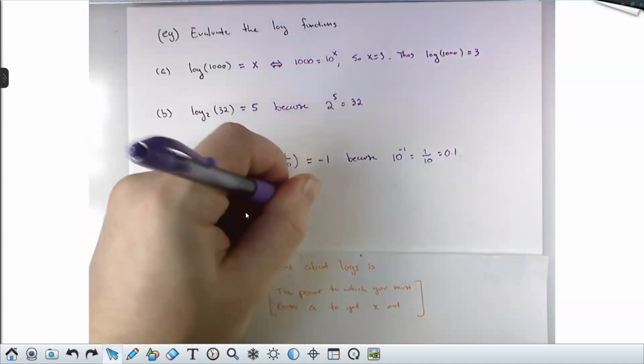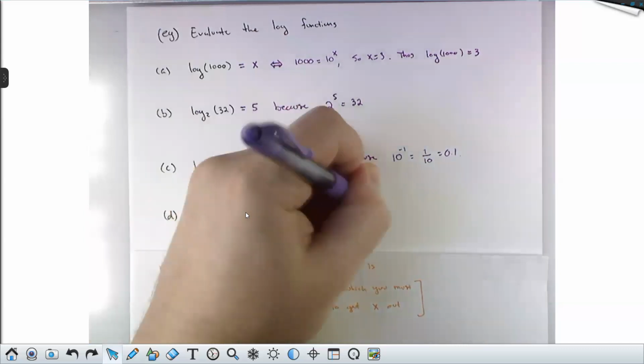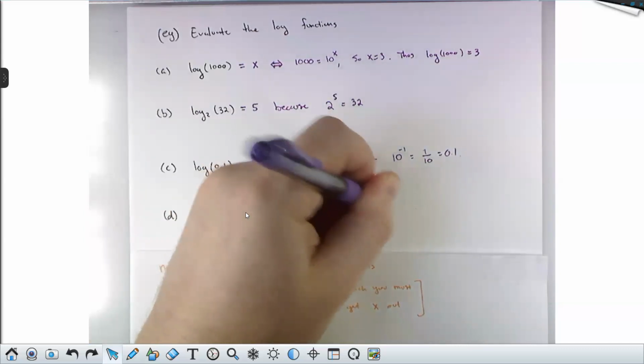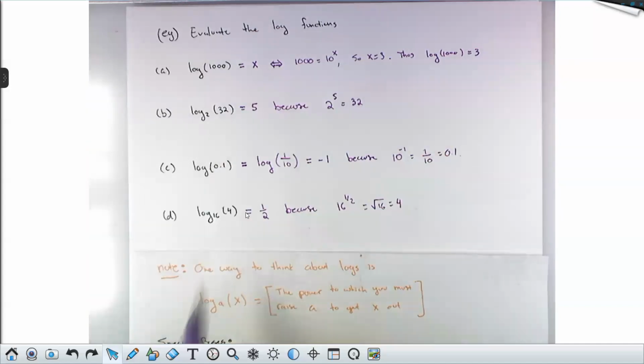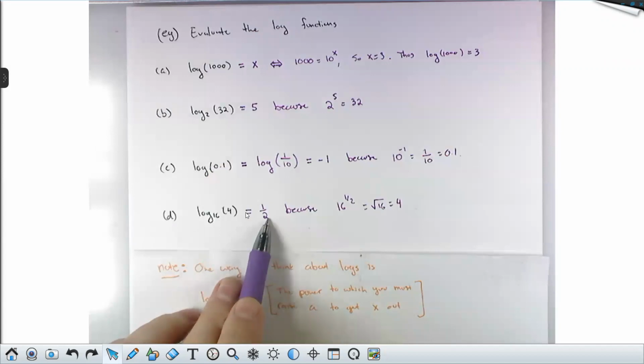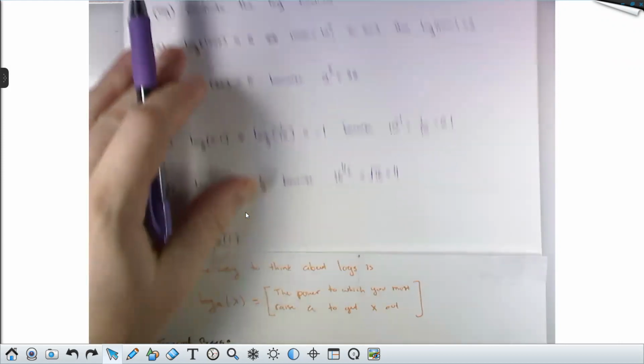Because 16 to the 1/2 power, that's the square root of 16, which is 4. So if we raise 16 to the 1/2, we get 4. It's not so bad, right? It's not so bad.